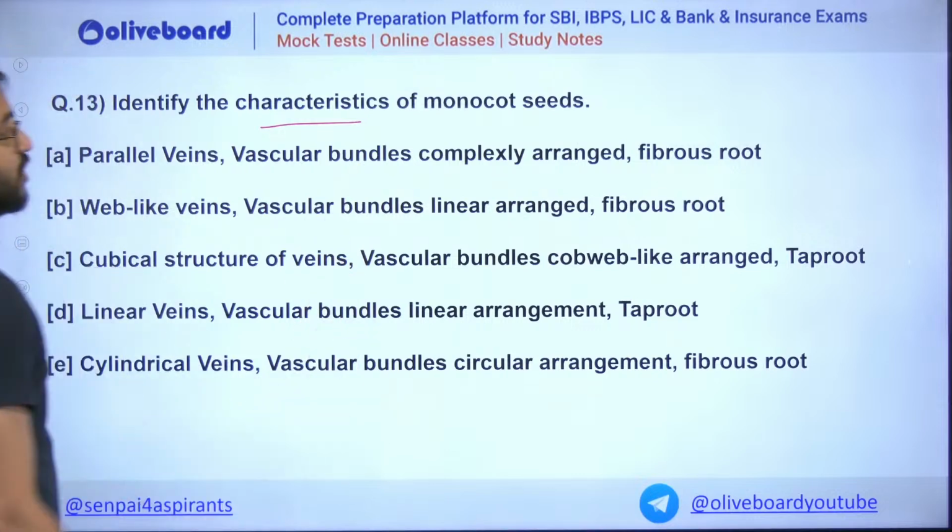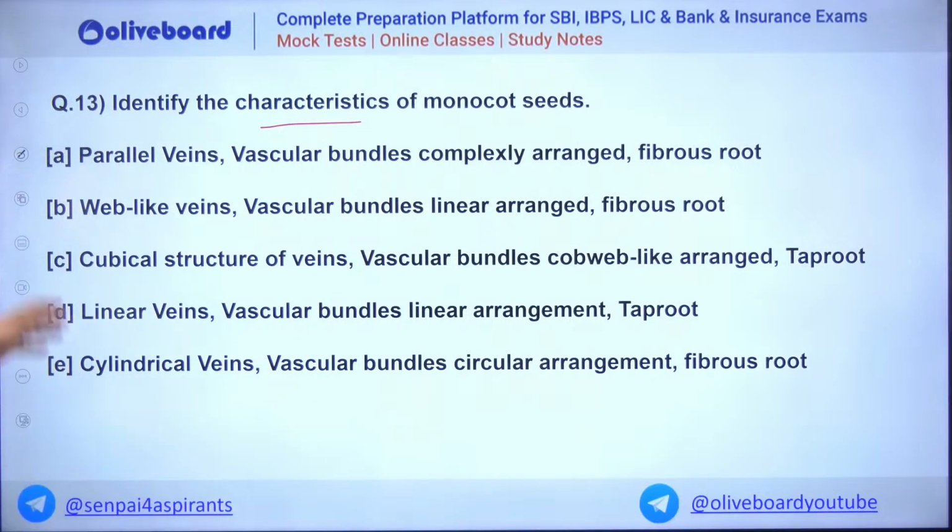Identify the characteristics of monocot seed. Parallel veins, vascular bundle, complexly arranged and fibrous root. Web-like veins, vascular bundle, linear arranged, fibrous root. Cubical structure of veins, vascular bundles, cob-like arranged, taproot. Linear veins, vascular bundles, linear arrangement, taproot. And cylindrical veins, vascular bundles, circular arrangement, fibrous root.